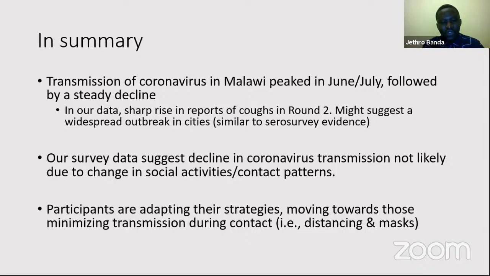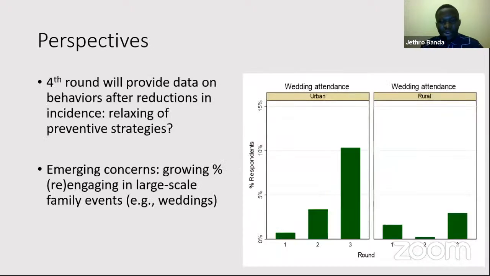The data that we have also suggests that the decline in transmission might not be due to changes in social activities or contact patterns, but we note that participants are moving towards strategies that would enable contacting other people while at the same time reducing transmission. I talked about something that I would return to. So fourth round, I think, will be important for us in that to show the trends, if at all people have started relaxing measures that they had put in place.